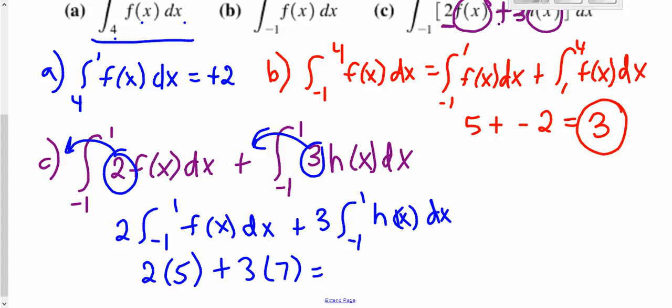So we have 2 times 5, which is 10, plus 3 times 7, which is 21. We add those together, we get 31, and that's our answer.